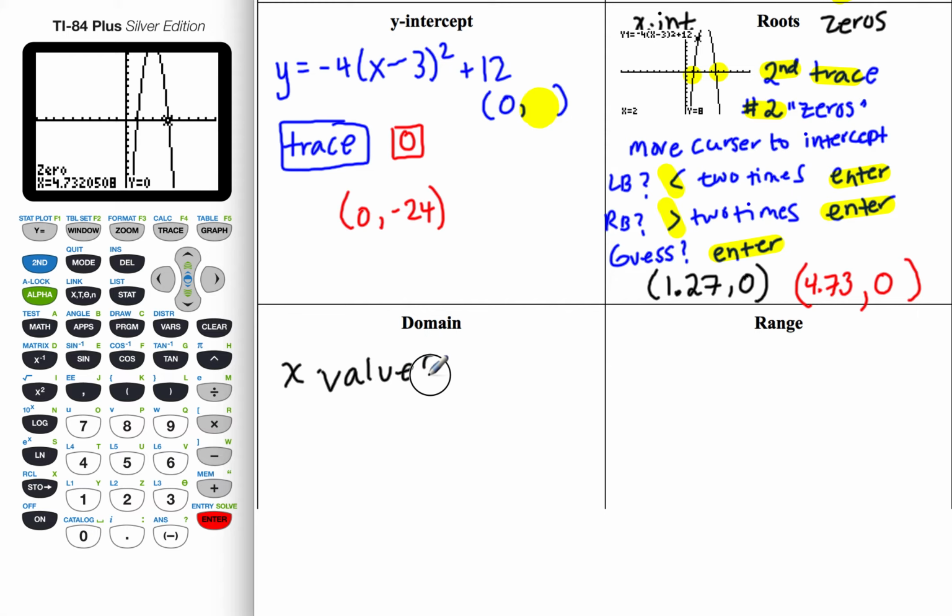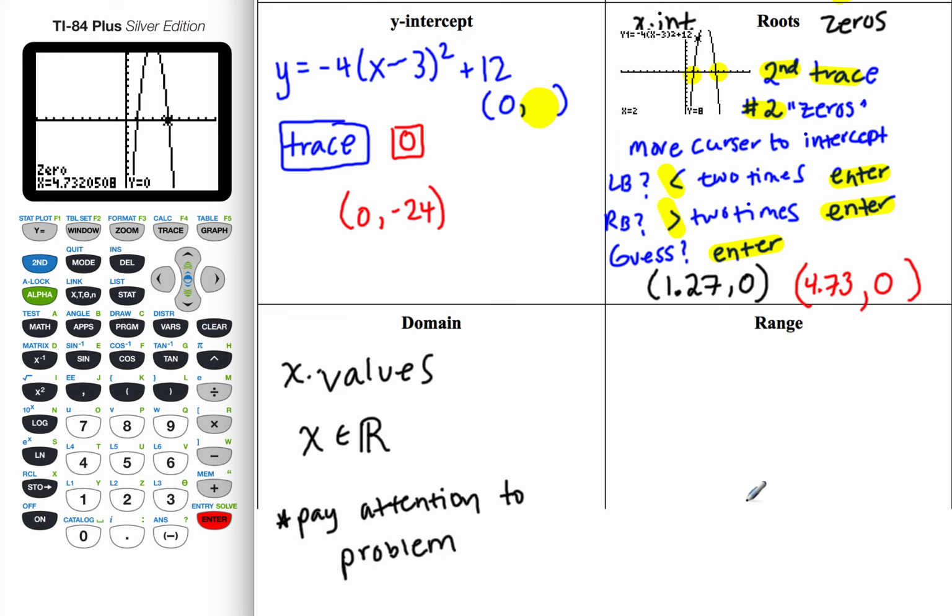Okay, so domain, we want to remember it's all of our x values. Now, we know that for our quadratics, it was always x as an element of all real numbers. We're going to get to some interesting things today where our domain is not necessarily going to be set by all real numbers. More likely than not, our domain is going to be set by our x-intercepts, possibly our y-intercept. So we'll have to pay attention to the problem that we're actually computing. These might change now, so it might make it a little more interesting.